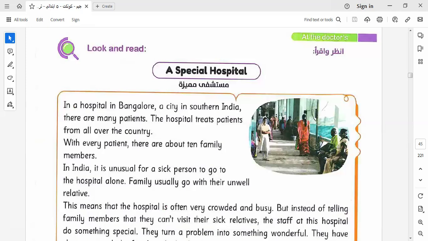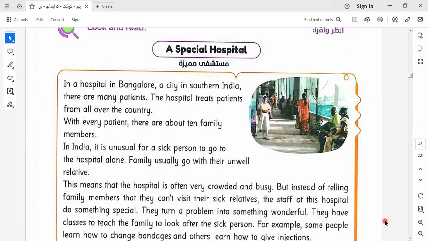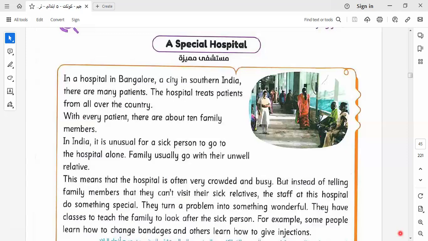Here is a special hospital. Let's note, this is a hospital in India, in South India, and this hospital presents a service. What is this service? The nurses here make classes to teach the parents of the one who is sick how to deal with patients. Okay, let's read this text and know more about this topic.